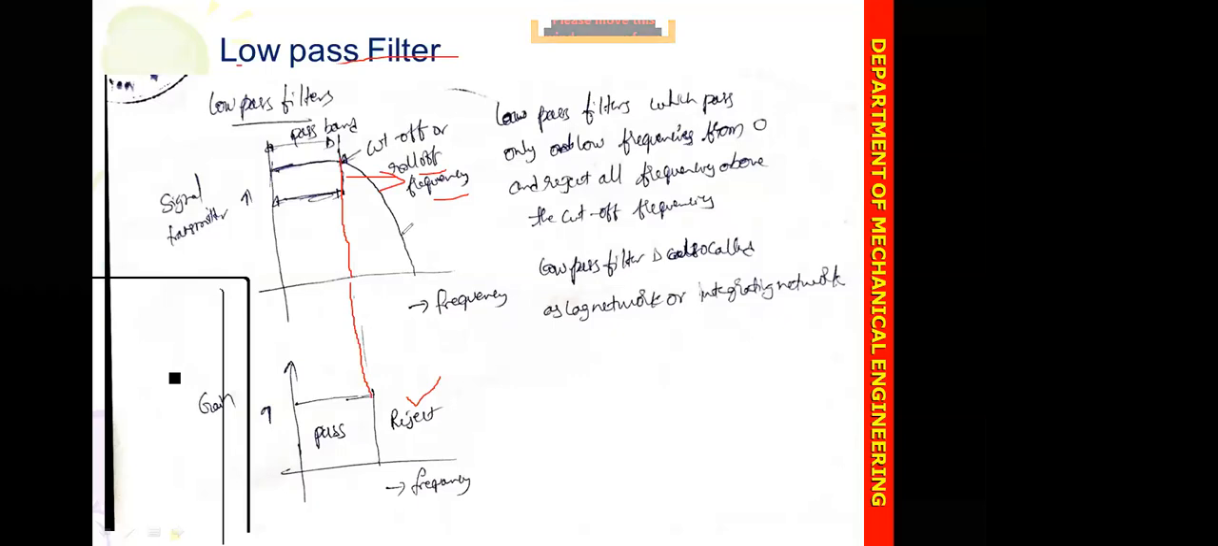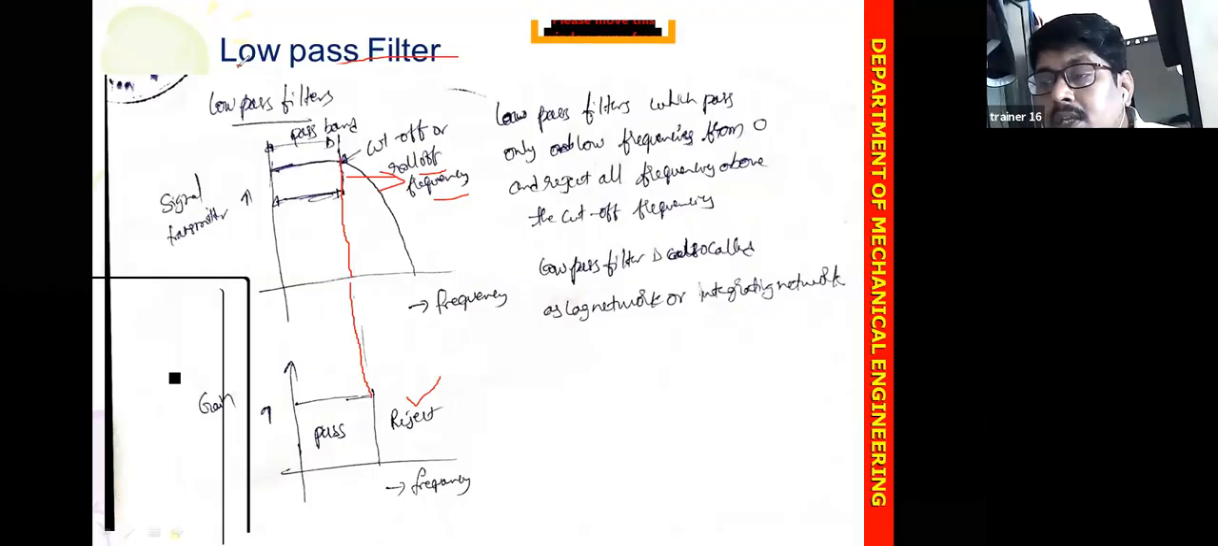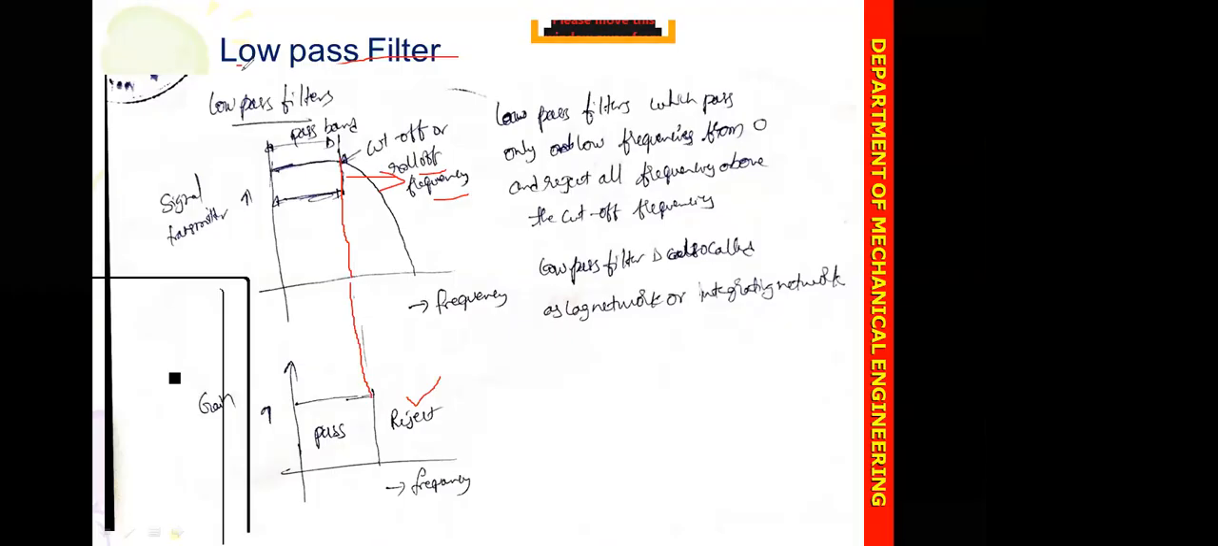So a low pass filter is nothing but it allows only low frequencies from 0 up to a certain level, and frequencies above the cutoff frequency are eliminated or deleted. That is called a low pass filter. This low pass filter is also called a lag network or integrating network.